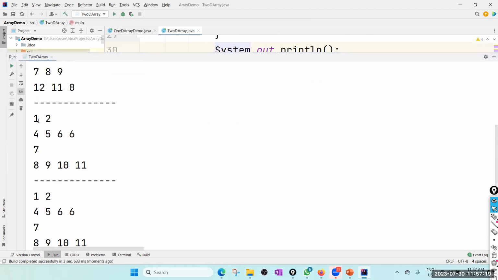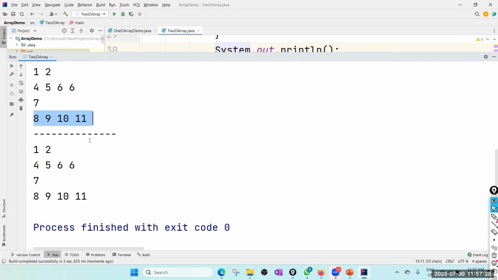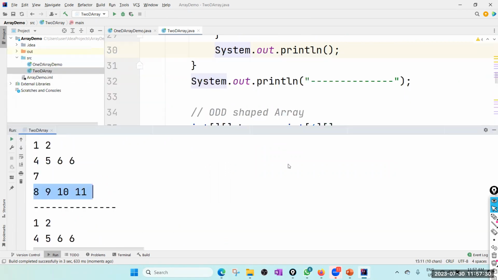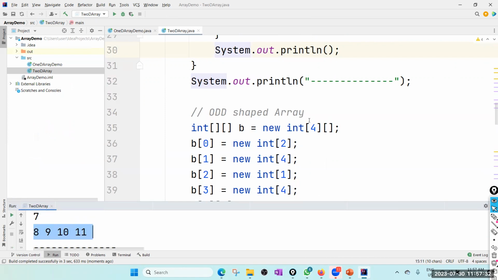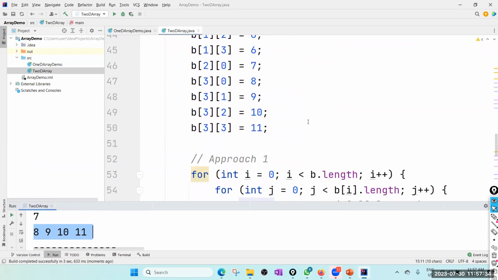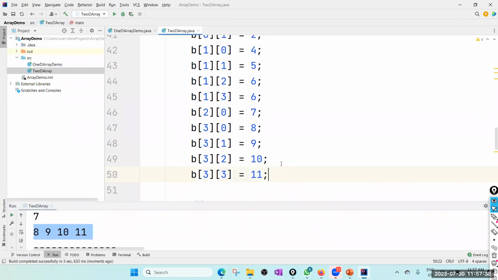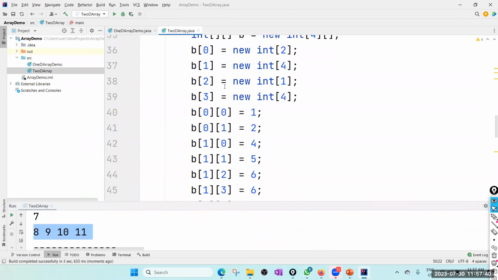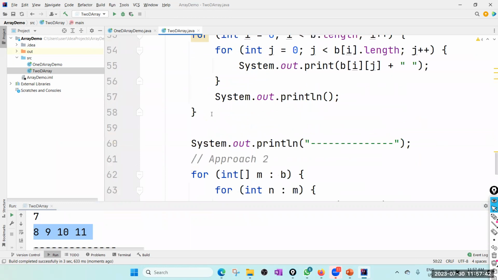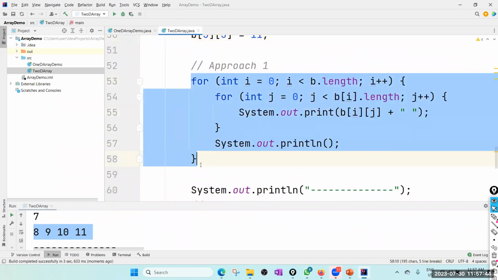Right. You can see first that row has 2 elements, second row has 4 elements, third row has 1 element, fourth row has another 4 element, but still our for loop work. That is what software developers are supposed to do. You write the general code so that as long as it is a 2D array, this code work. Only prerequisite is send me a 2D array.